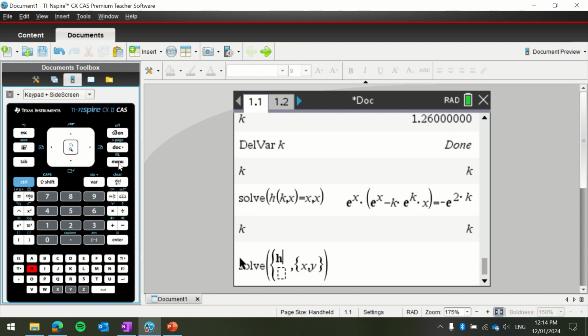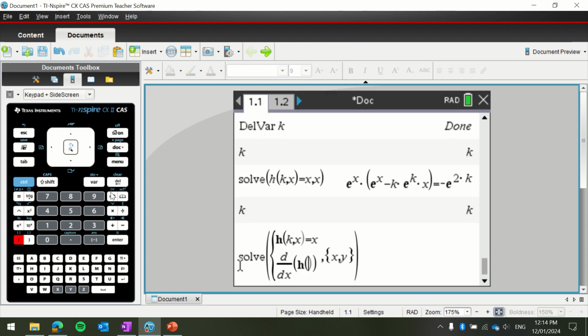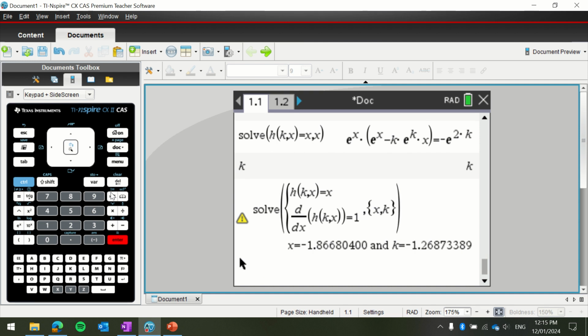I'm now going to put that equal to x, and then I'm going to differentiate this. The derivative should be equal to 1. And let's find both x and k. And I have an answer.